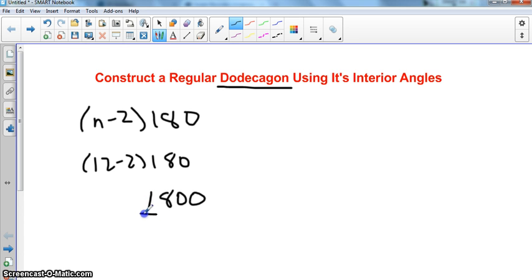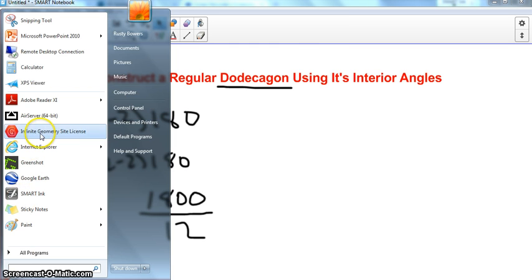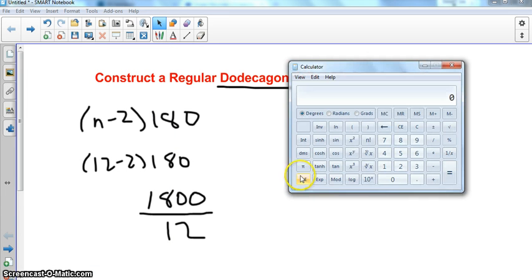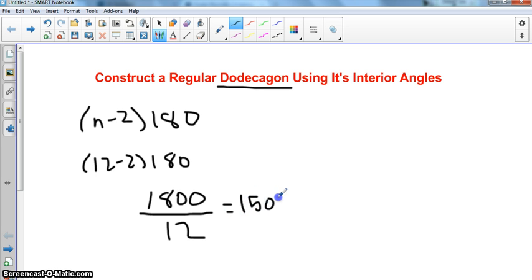Then we take that angle sum and we divide it by how many angles there's going to be. So in a dodecagon, there's going to be 12 angles. So let's pull up a calculator and see what that angle is going to be. So we're going to take 1800, divide it by 12. You get 150 degrees. So in a regular dodecagon, each interior angle is going to be 150 degrees.